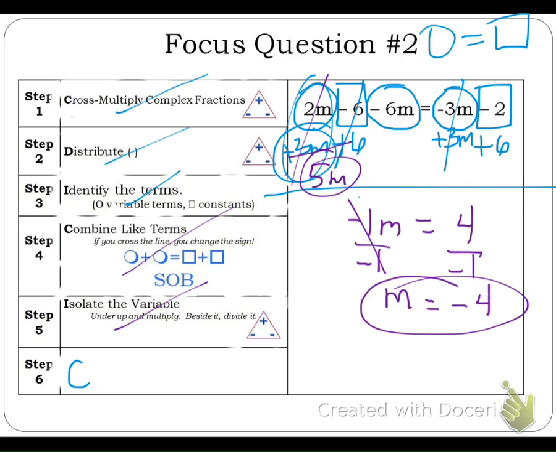What's step 6? Yeah, the one that everybody hates. Check. But it's so worth it. Because if you ever check your answer and you get something different or something that's not equal true, then we know you made an error and you can go back and do it. If you don't check it, you won't know that you missed the problem. So we said the answer is negative 4. I'm going to erase so that I can check the problem.